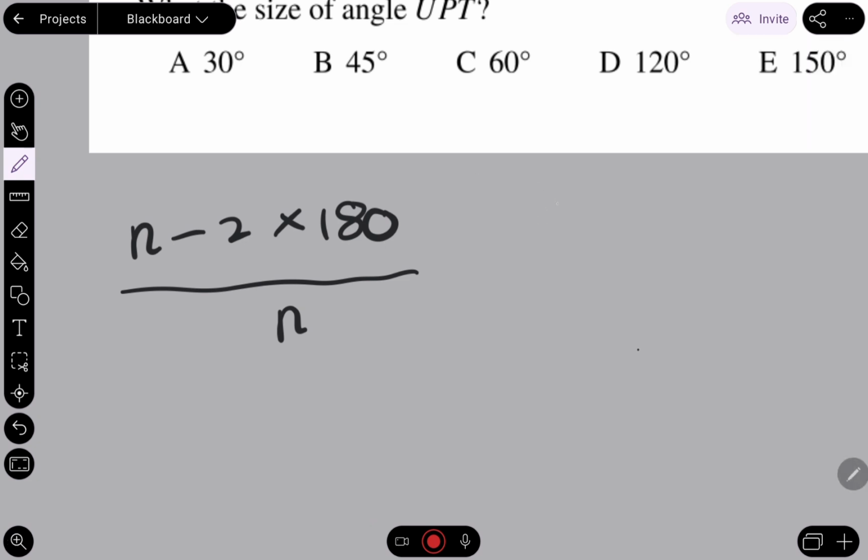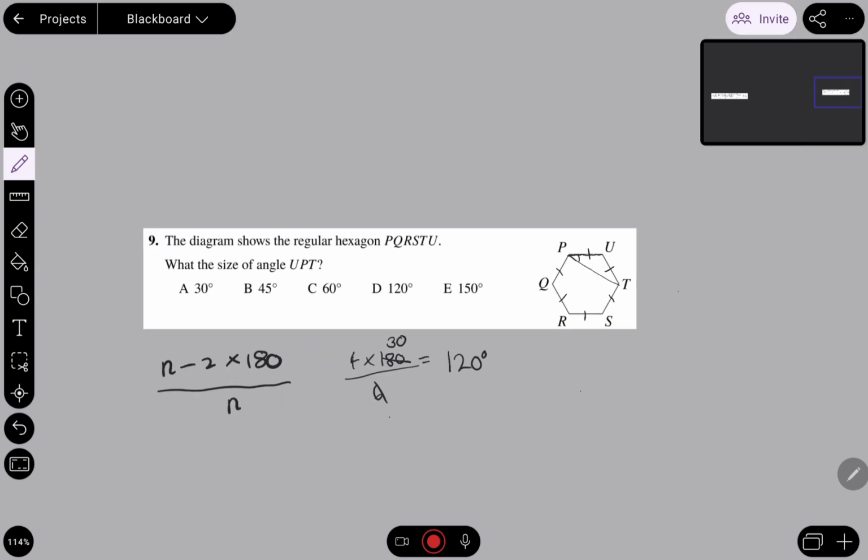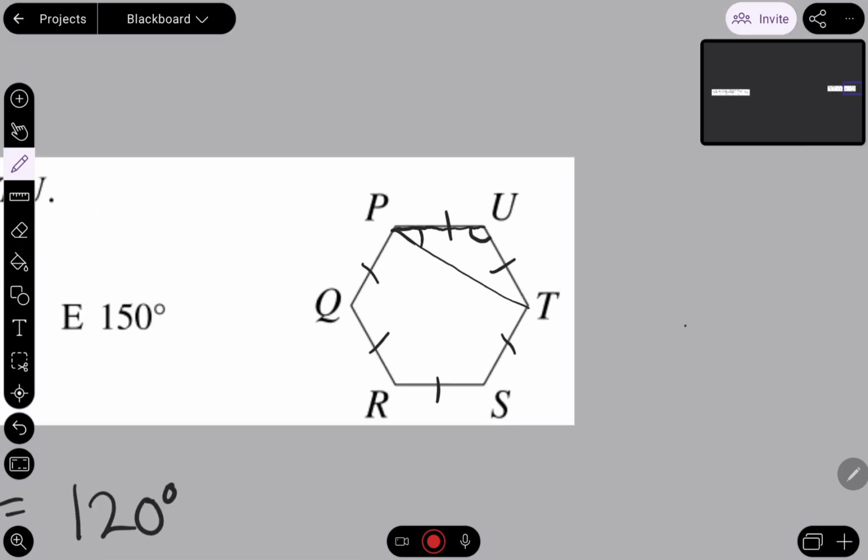So if we substitute the values, we have 4 times 180 divided by 6. We can cancel these two and get 4 times 30, which gives you 120 degrees. So PUT is 120 degrees.